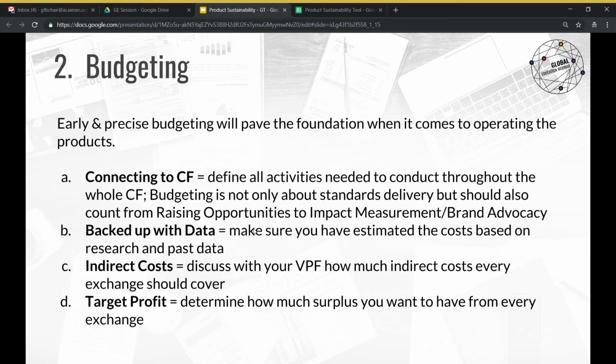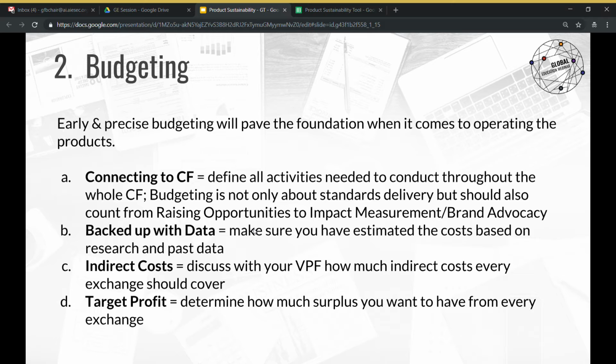Connecting to the customer flow: define all activities needed throughout the whole customer flow. Budgeting is not only about the standards delivery, but should also count from raising opportunities to impact measurement and brand advocacy. Back up with data: make sure that you have estimated costs based on research and past data. If you don't have the past data or the past budget, then do research. If you don't have good research, then the numbers that you did would potentially be a false assumption or an issue that is poorly conceived.